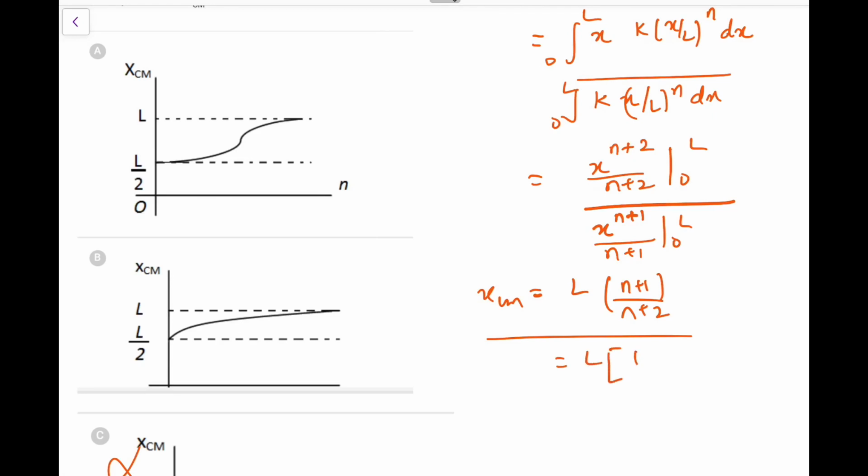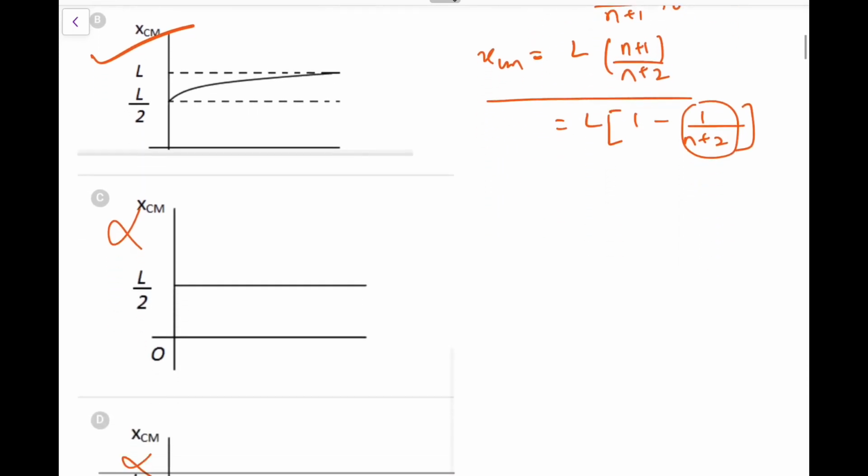Let's say you can write it as 1 upon, and you do this n plus 2 minus 1, so that would be 1 minus 1 upon n plus 2. So as n increases, this negative factor is going to decrease, so xcm is going to increase. It will be like the B, not the A one. Okay, so that is what you can directly make out from this particular case.